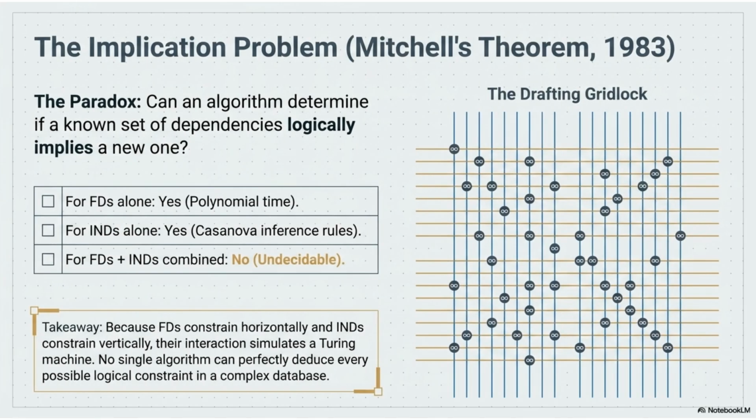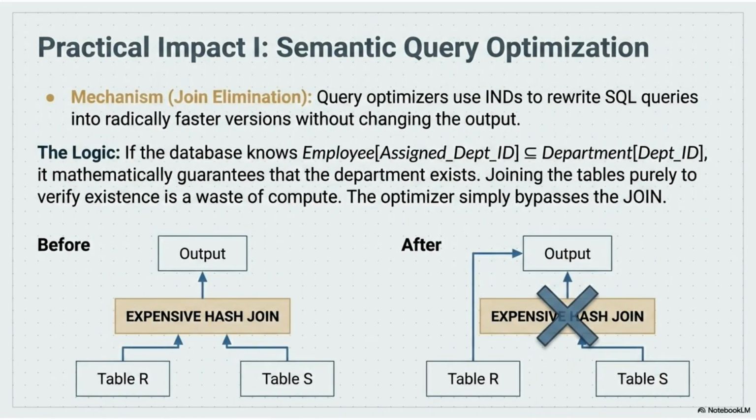The implication problem tells us that while we can algorithmically deduce dependencies separately, combining functional and inclusion dependencies becomes undecidable, effectively simulating a Turing machine. In practice, query optimizers use these dependencies for join elimination. If the database knows a relationship is guaranteed, it can bypass an expensive join, significantly speeding up query execution.